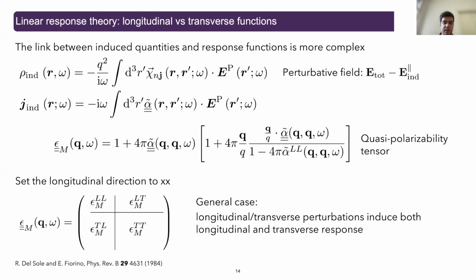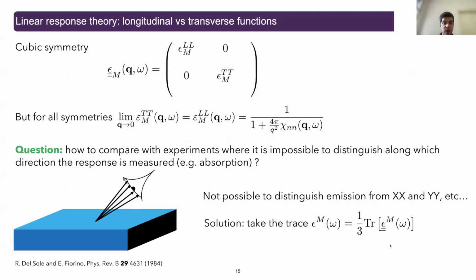We have to remark that in general, a longitudinal or transverse perturbation can induce both a longitudinal and transverse response. However, the symmetries of your system can help you. For the specific case where the system has cubic symmetry, for instance, the longitudinal transverse and transverse longitudinal response functions vanish. And it can be shown that for all symmetries, in the limit when Q goes to 0, we can relate the transverse and longitudinal dielectric functions in this way, meaning that in this limit, they have to be equivalent.